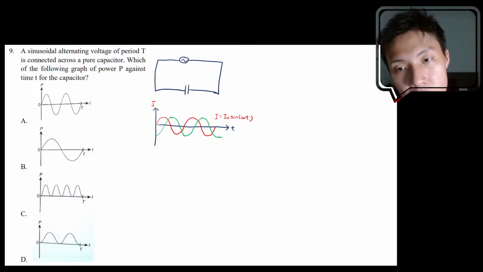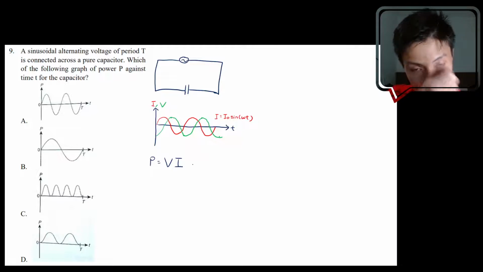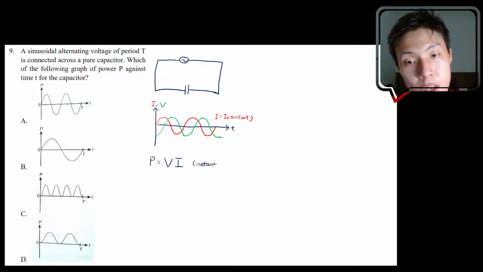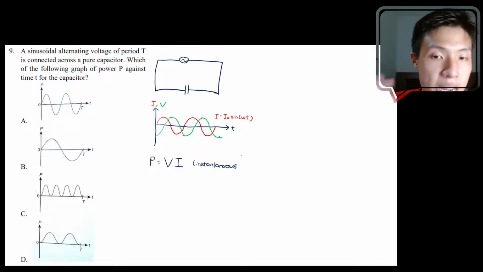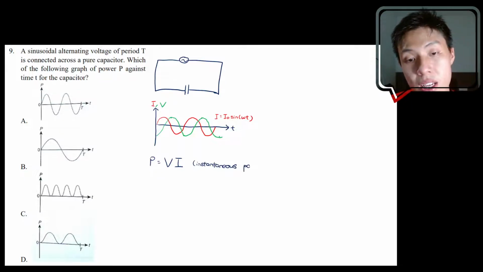Okay, so this will be V. Okay, so now we know that power is always taking the instantaneous V multiplying by the instantaneous I. This is an instantaneous power. So the power at any certain moment, you can determine it by taking the voltage at the specific moment multiplied by the current at that specific moment. Then you get the power at the specific moment.